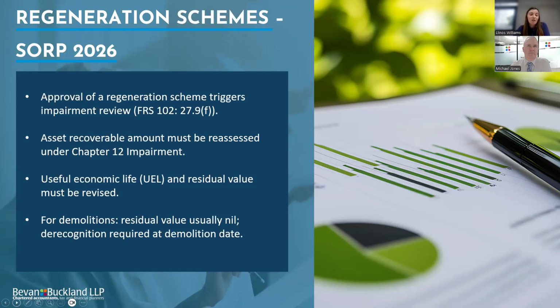So if you do demolish houses as part of an approved scheme, derecognition becomes relevant. An asset must be removed from the balance sheet when it's demolished. At that point, the demolition actually occurs because the entity no longer controls it and it no longer provides service potential. So in summary, the approval of a regeneration scheme is a major accounting trigger. It requires an immediate impairment review, a reassessment of useful economic life and the residual value, and ultimately derecognition at the point of demolition. These steps ensure the financial statements continue to reflect the real economic position of the assets involved.